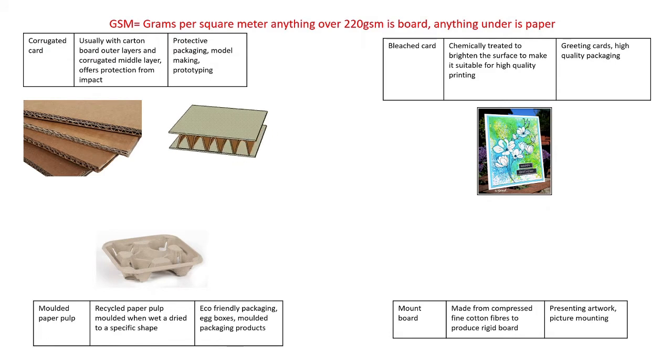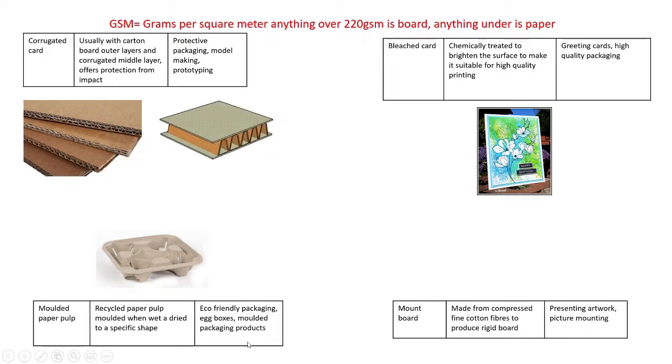So now we're going over 220 GSM, so over 220 grams per square meter. So this is now considered card. The first one is corrugated card. This is one really, really common. Most people, when they think of card, this is what they're thinking.